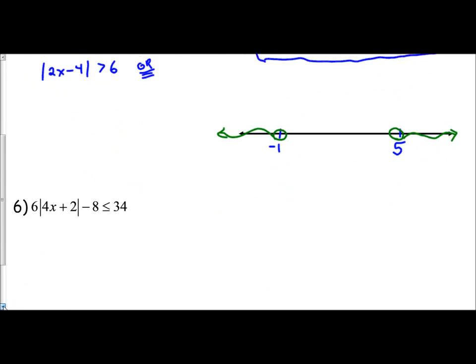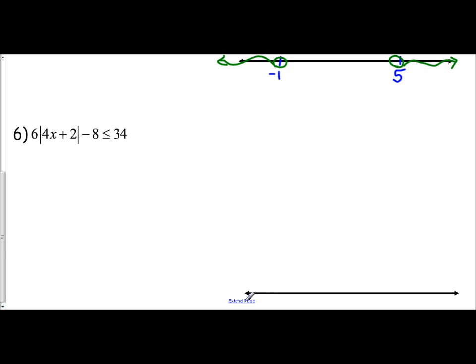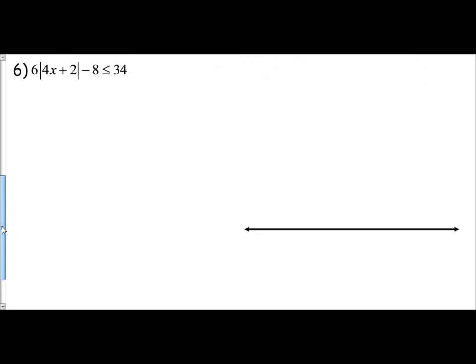So we have one more example along those lines. So we should be pretty confident with how to approach this one. Same idea, the absolute value of 4x plus 2, before it can be split into the two inequalities, has to be by itself. So what we're going to do first is add 8 to both sides. Get rid of any addition or subtraction. So that gives me 6 times the absolute value of 4x plus 2 is less than or equal to 42.